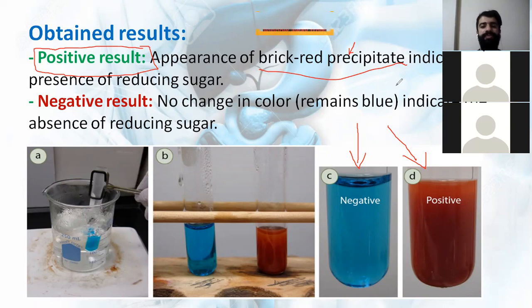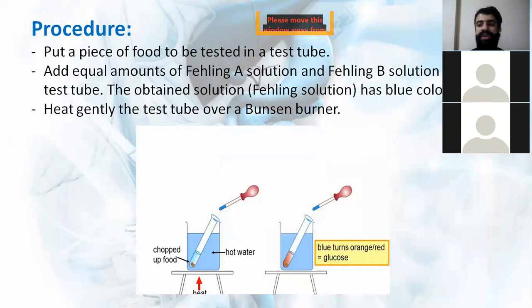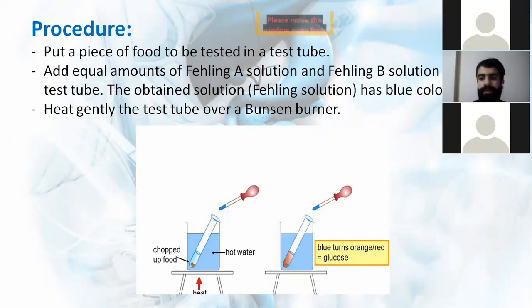So what do you think? What does the brick red precipitate mean? Yes, you can speak. What does the brick red precipitate indicate? Whenever we have Fehling solution or Fehling test, we have brick red precipitate. What does this indicate? Yes, you can speak right now. Okay, maybe there is a problem with the connection, I think.